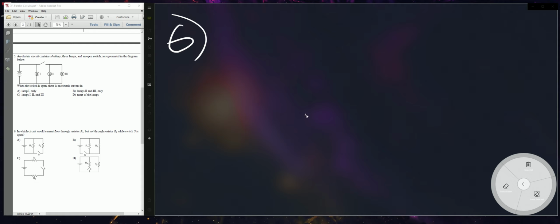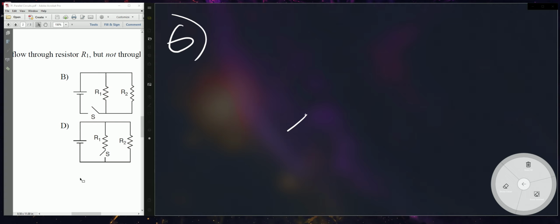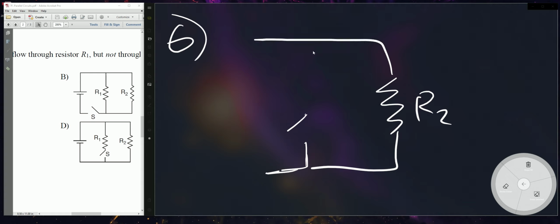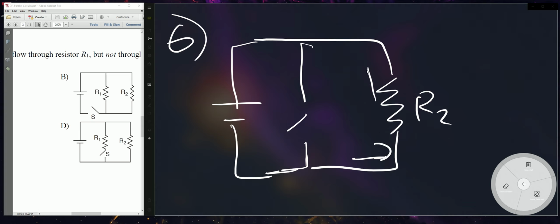At D, your switch is down here, right? Your switch is down here, which means that the only thing current is going to flow through is resistor R2, because that's the only thing connected, right? So the only thing that's going to flow is current through resistor R2. So current is going to go this way, this way, this way, this way.